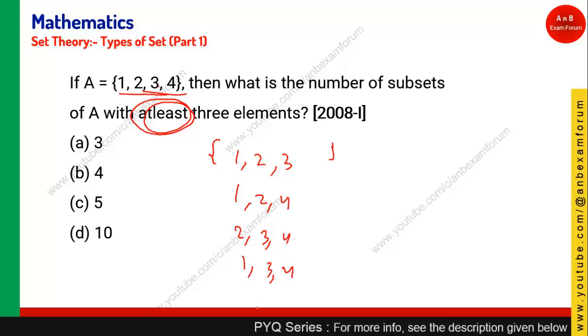The last one is very important. I know most of you will skip this. 1, 2, 3, 4. This is again a subset with at least 3 elements. So we have 4 elements, no problem. How many are there? 1, 2, 3, 4, 5. So option C is the right answer.